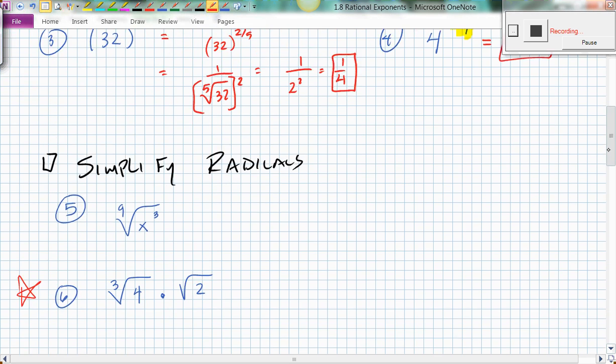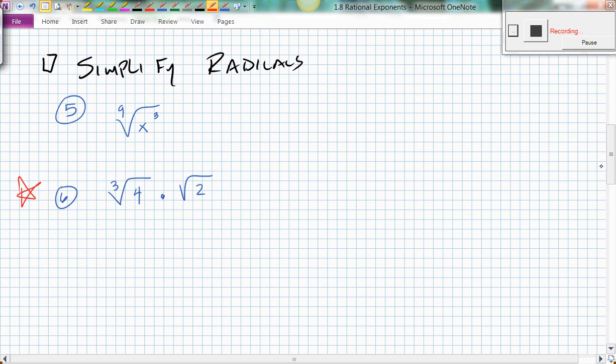Then we went on and started working with radicals. We had an example number 5 where we have the 9th root of x to the third. That's the same thing as x to the 3/9, which is x to the 1/3, which is just the cube root of x. So you can simplify that. And number 6 has a star because it's really strange, in that you're dealing with a cube root here and a square root there.